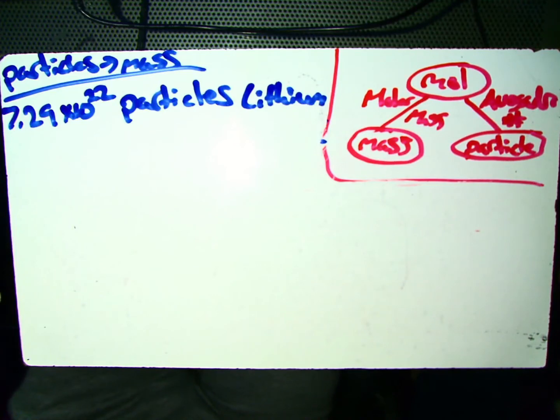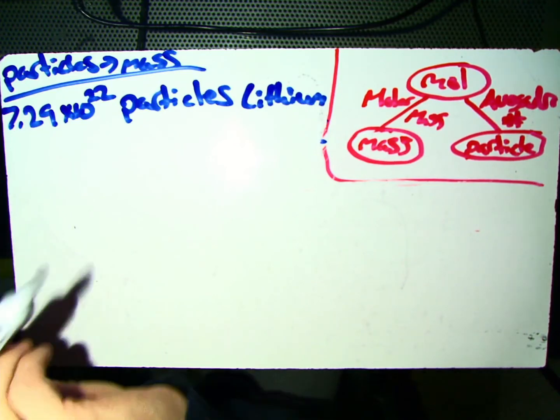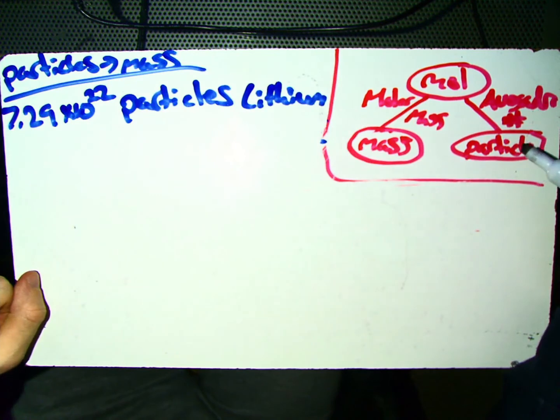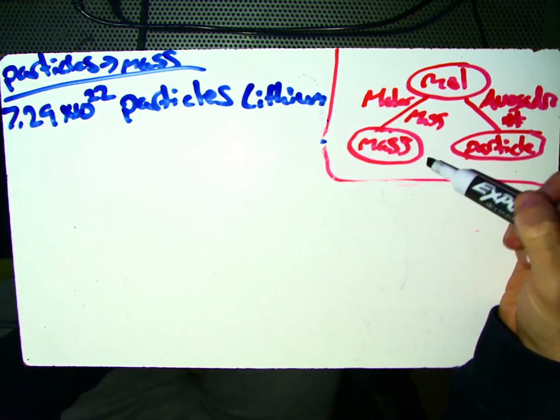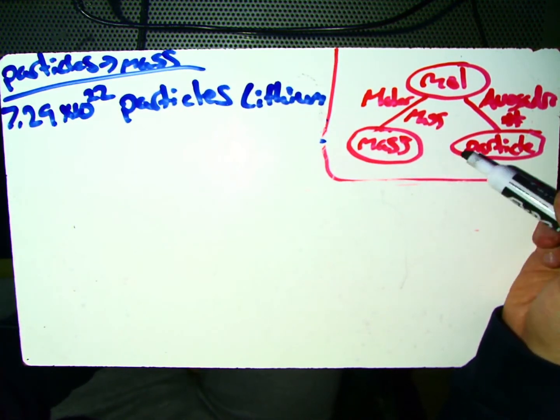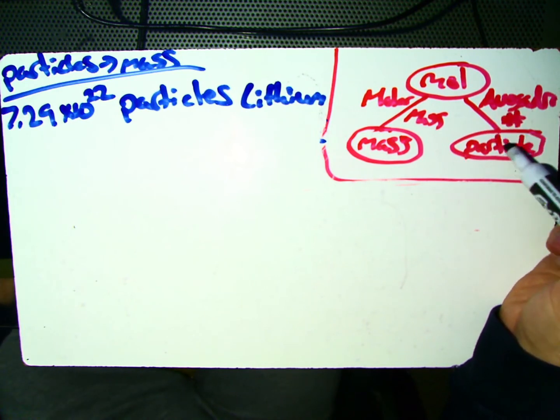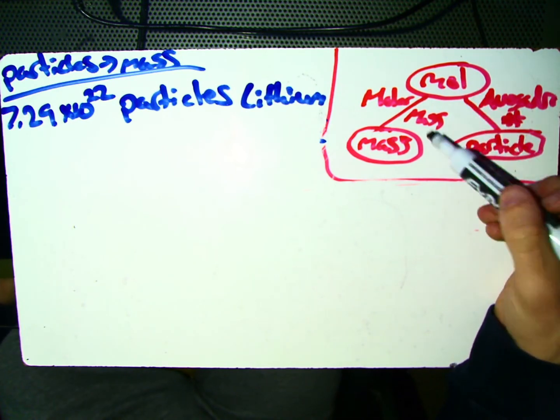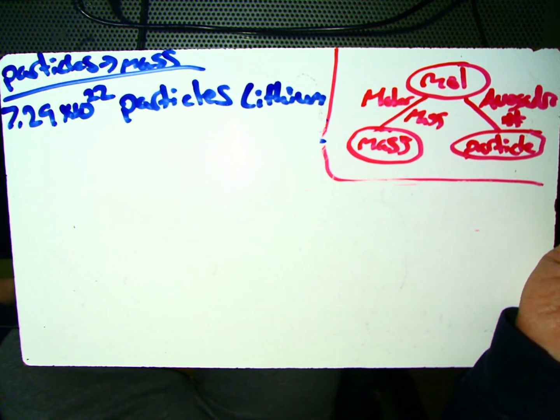All right, just one last conversion. This time we're going from particles to mass. Again, we can't just jump between the two. We're going to need to go from particles to moles and then moles to mass. So we're just working in reverse in comparison to the last one I went through.